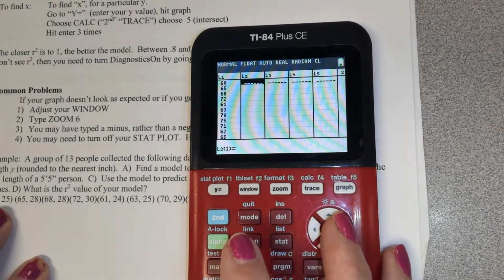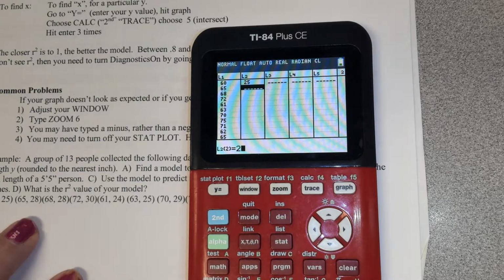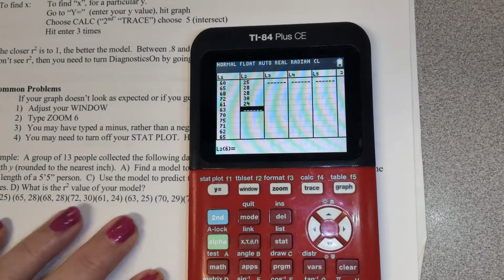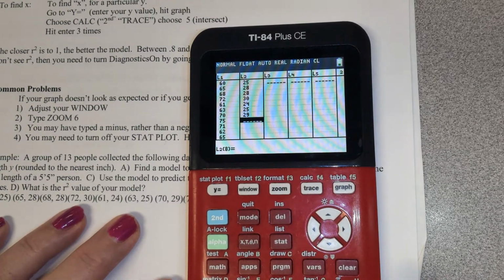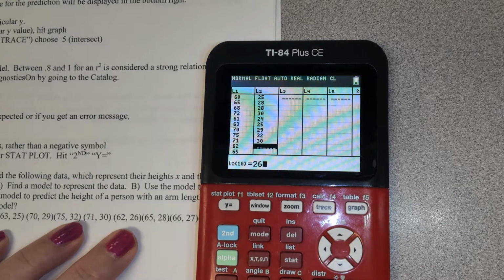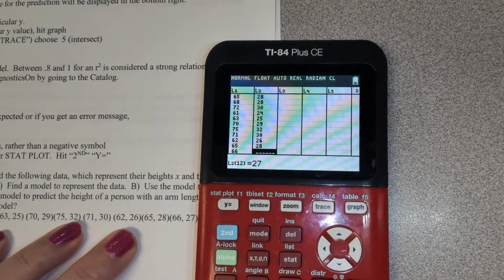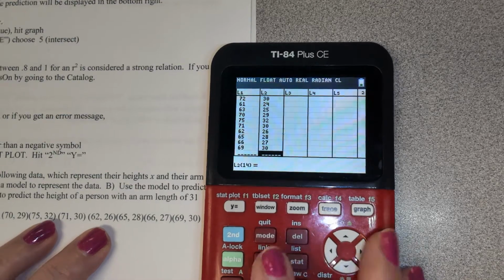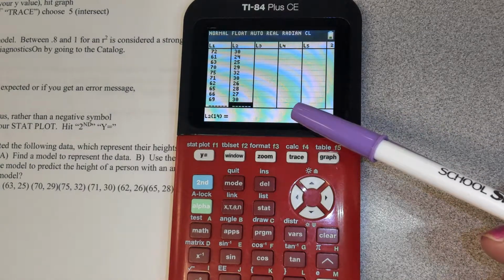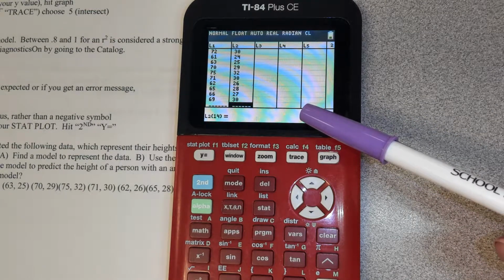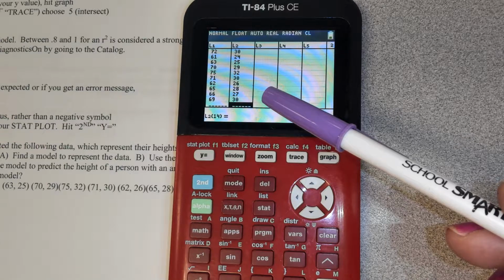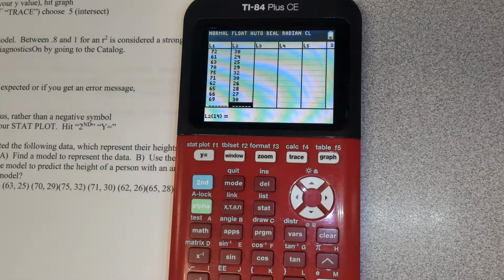Now we're going to put in the arm lengths, which are the y values. You always want to make sure that you have the same number of x values as y values, because if you don't, then it's going to give you an error message. The statistics must be matched up in order for the calculator to be able to calculate the linear, quadratic, or cubic regression.